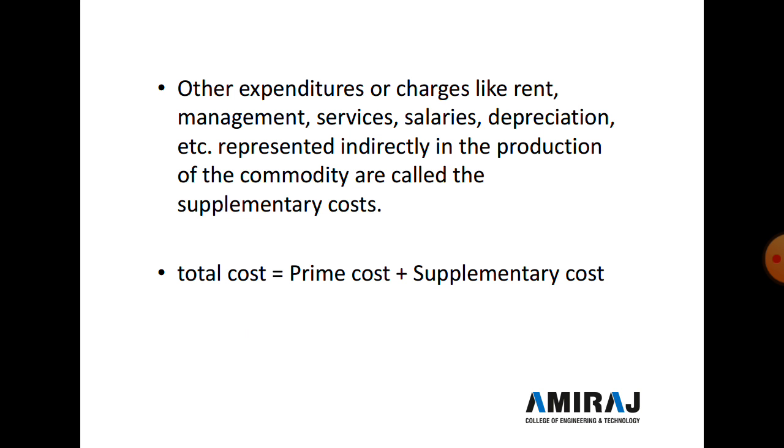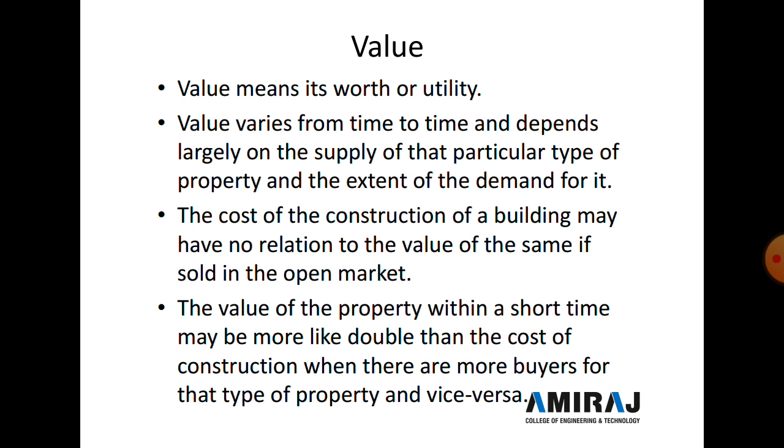So what is total cost? Total cost is a summation of the prime cost and supplementary cost. Then we start another topic, which is value. Value means worth or utility, and value varies from time to time and depends largely on the supply of a particular type of property and the extent of the demand for it.